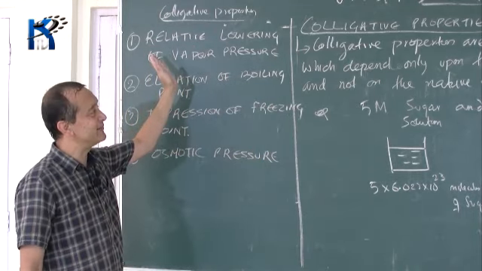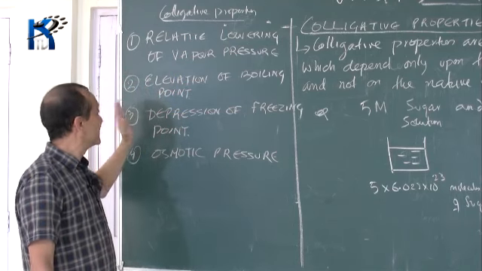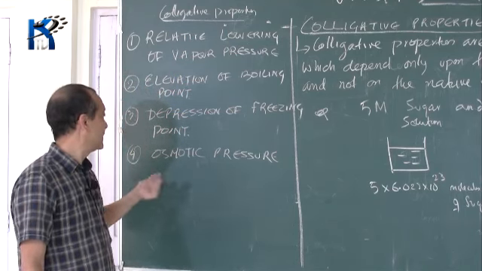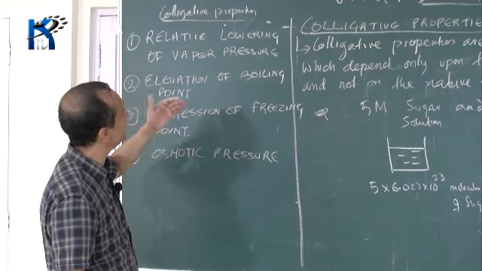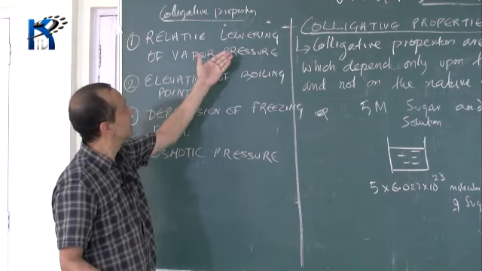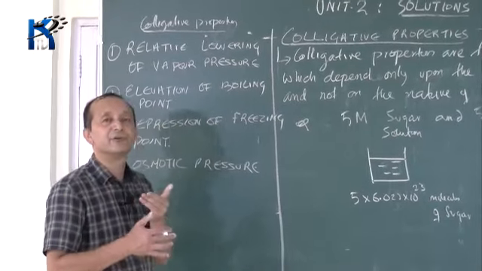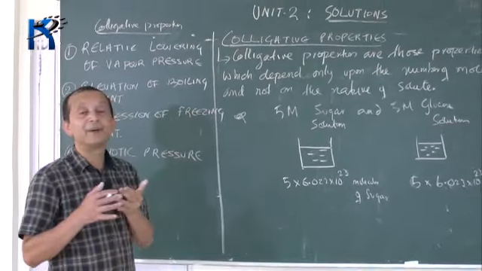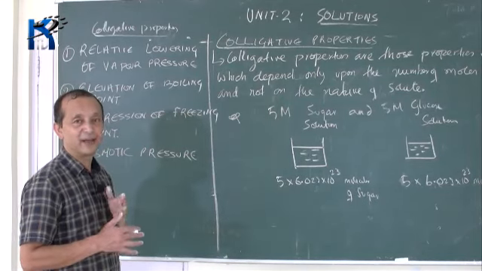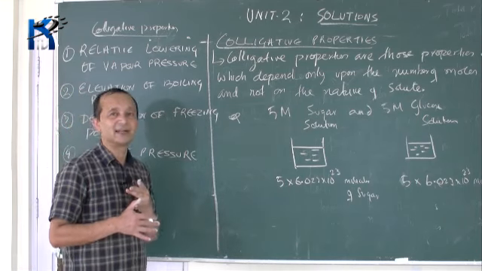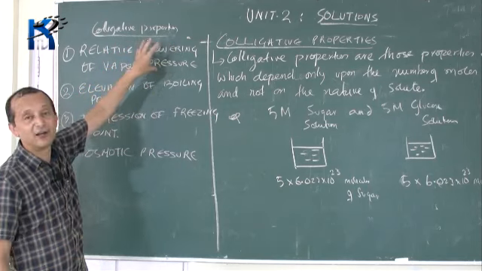The first one is relative lowering of vapor pressure. The second one is the elevation of boiling point. The third one is the depression of freezing point, and the last is the osmotic pressure. While studying each and every colligative property, first you have to develop an expression for this colligative property, and secondly, you have to prove that this particular property is a colligative property.